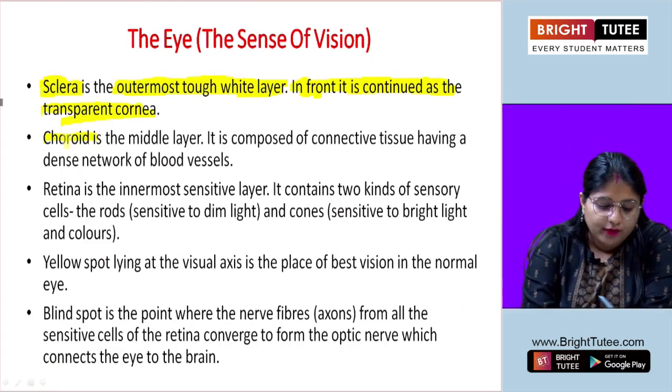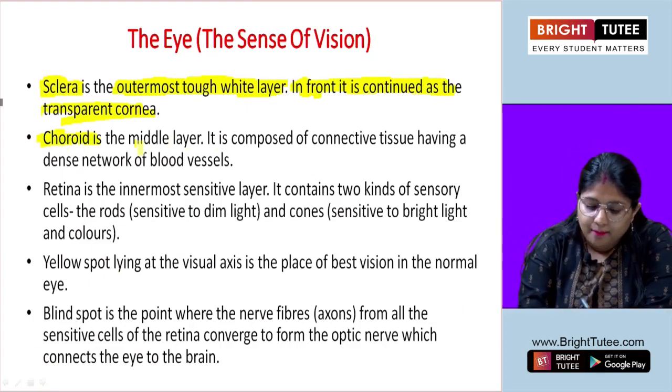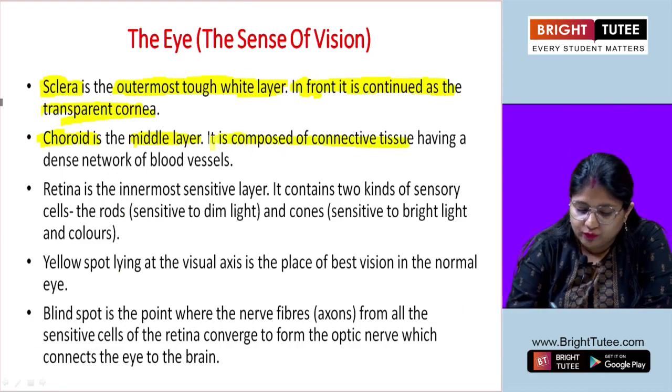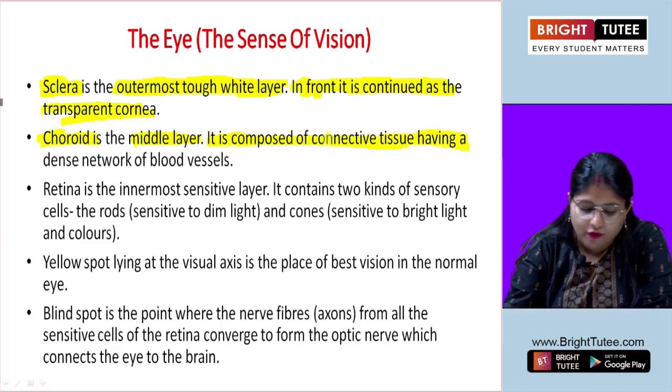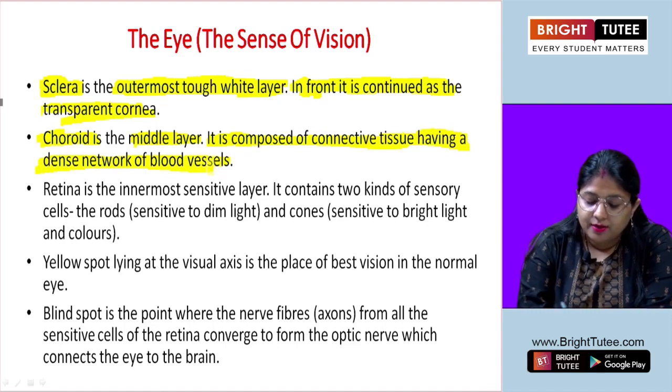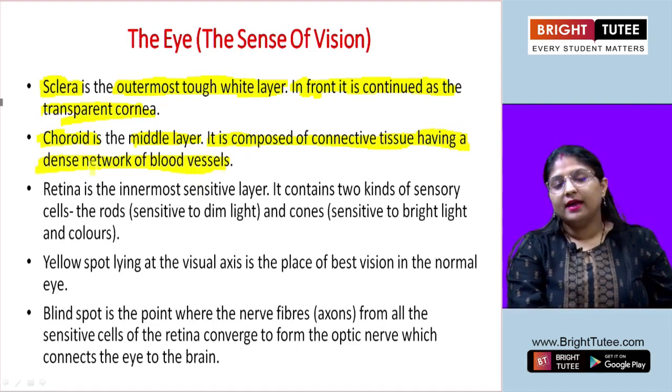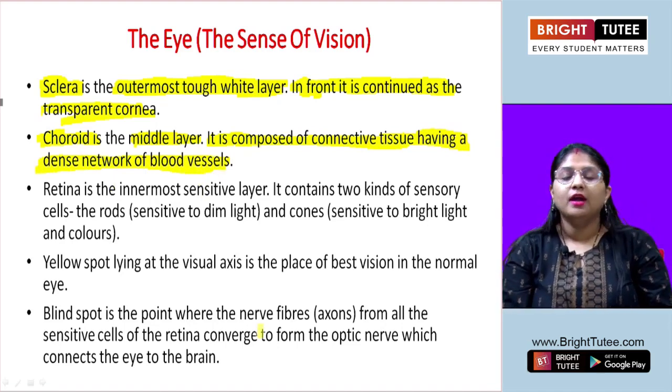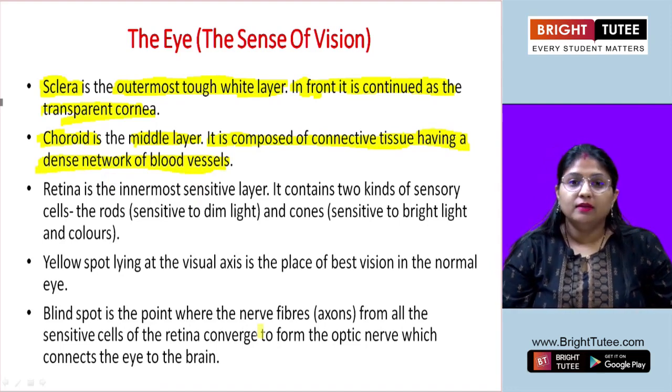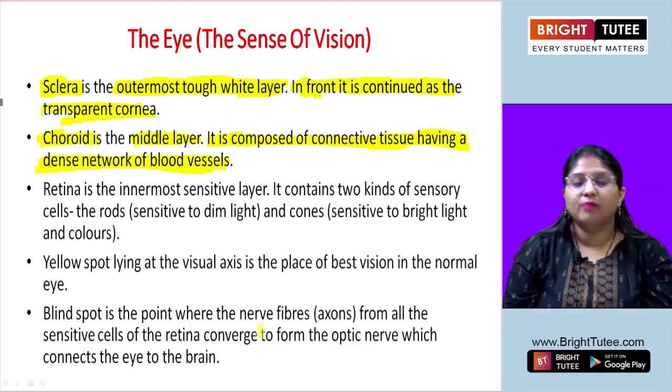Then you have the choroid, which is the middle layer. It is composed of connective tissue having a dense network of blood vessels. It is very important to understand that the choroid is the middle layer. Like the pia mater in the brain, this is supplied with a rich supply of blood vessels.